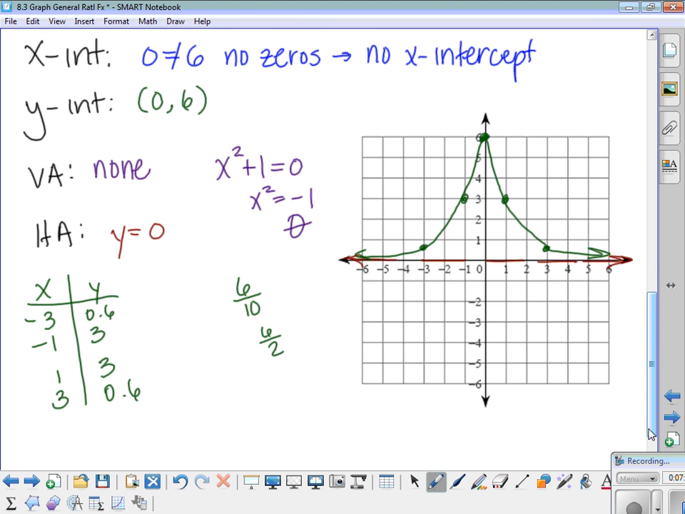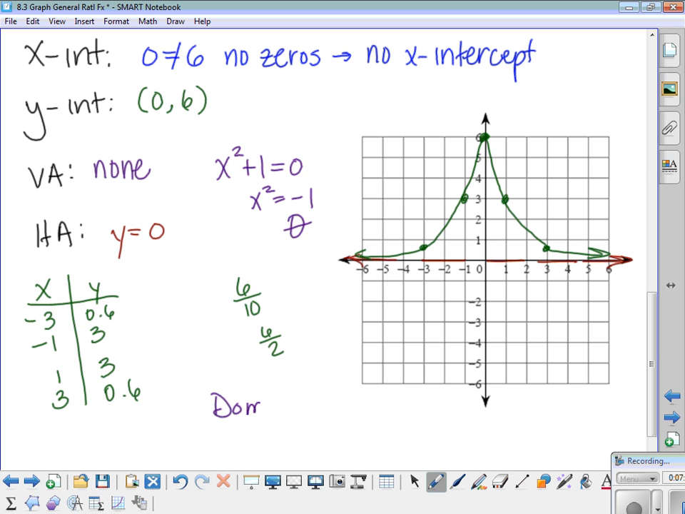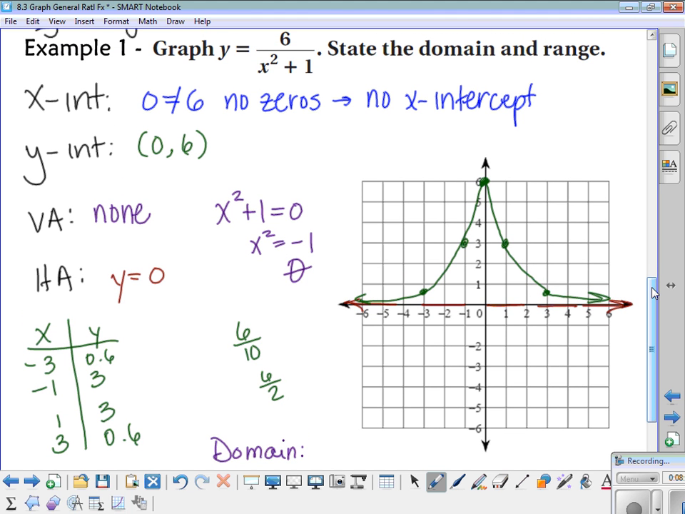So the only thing we haven't done yet is domain and range. So is there any limit on my input values? Can I put anything into that? Yeah, I can. There's no limit going left to right. There is nothing I can put in for x that's going to make it 0 on the bottom. So the domain is all real numbers.